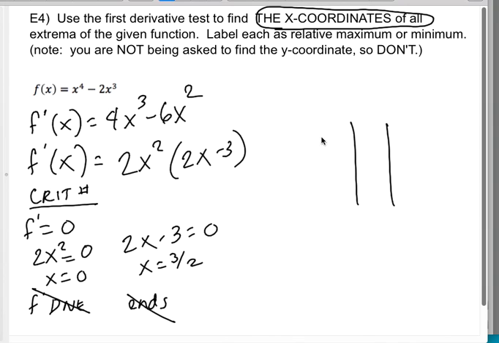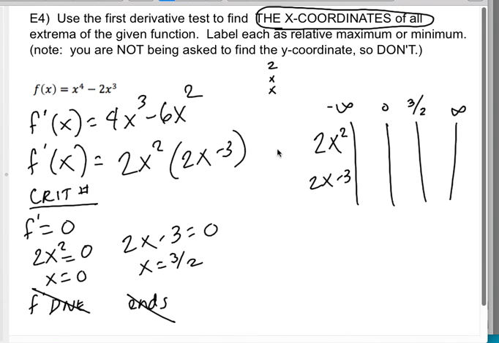So on my sign chart, well, and the infinities, right? If there's no endpoints, you do need to go to infinity because things happen after 3 halves. Things happen before 0. So on my sign chart, I'm going to use 2x squared as a single factor. You don't have to. The other way to write this would be a 2, an x, and another x. You could really, truly factor it all the way down. I'm not going to. So I know 2x squared looks like a parabola that just touches the axis at 0 and goes back up. So it's positive all the time except at 0.